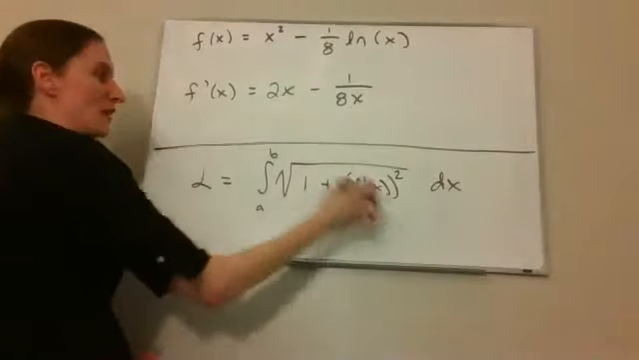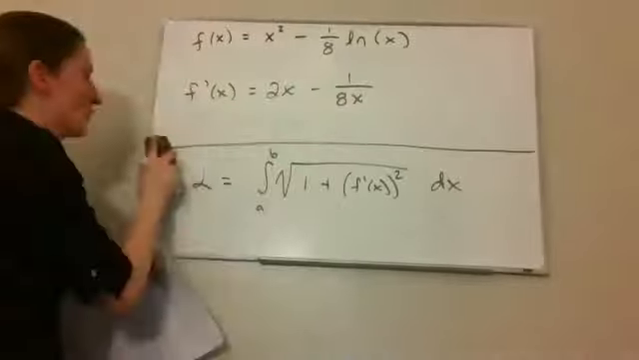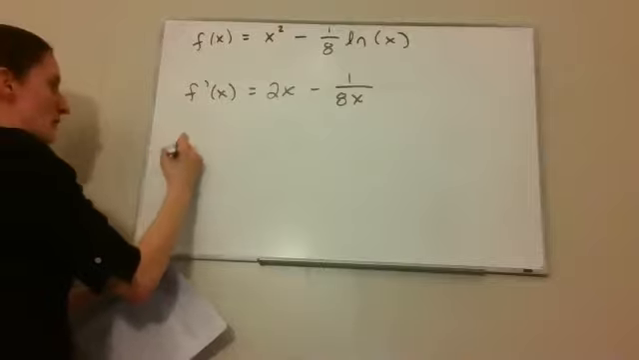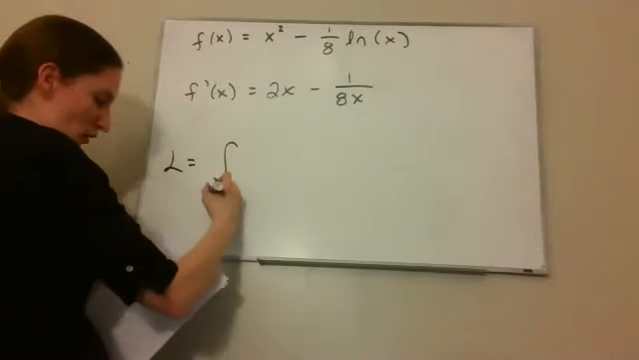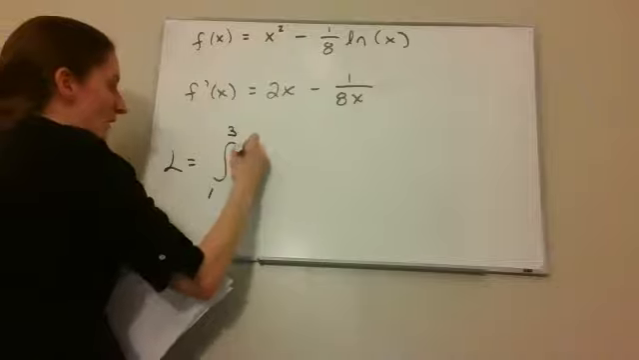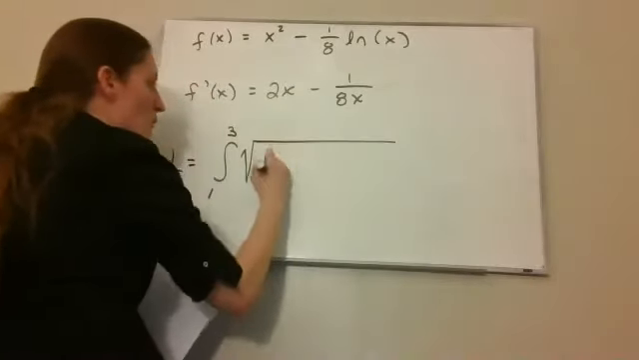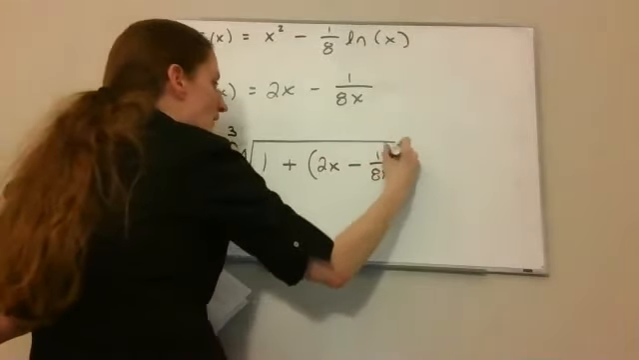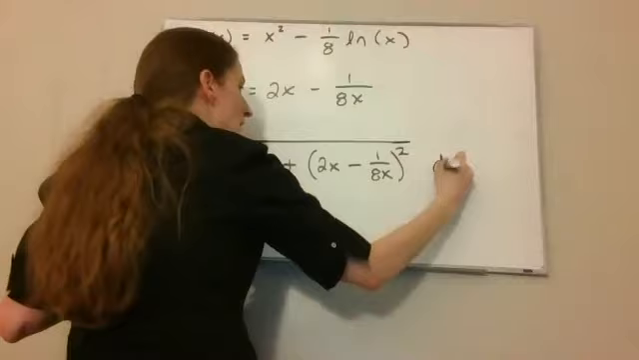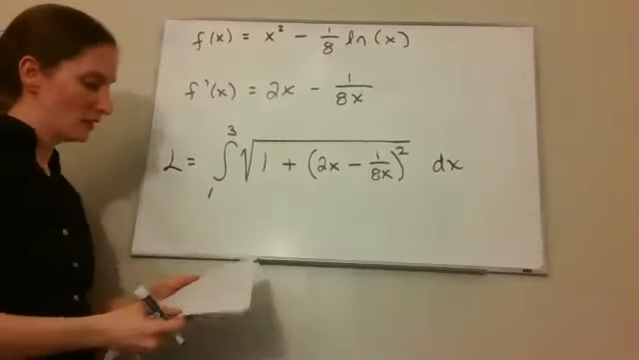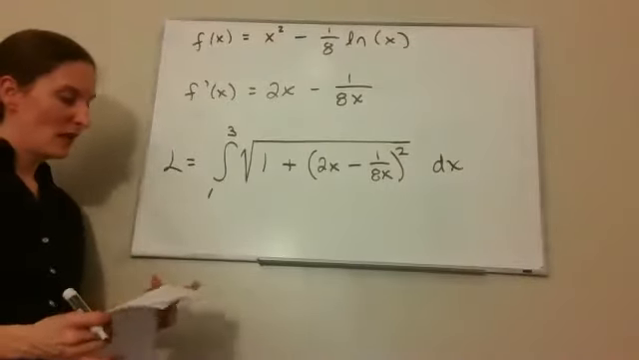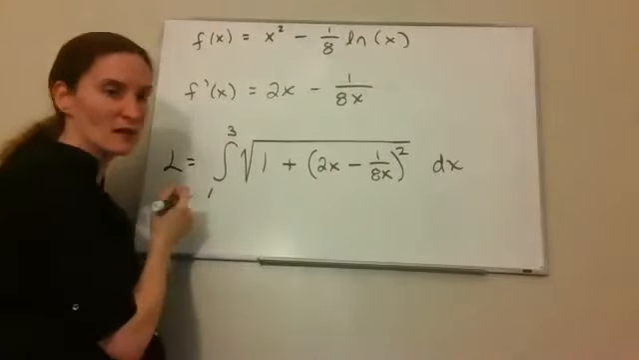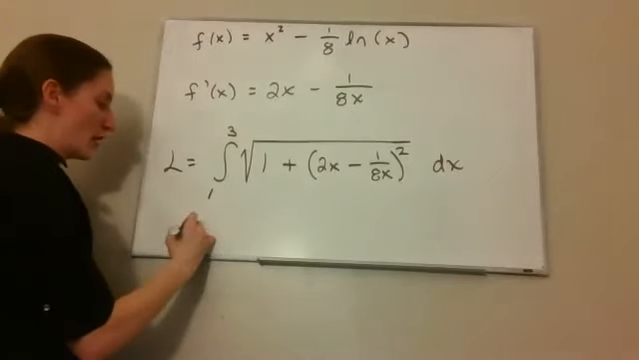So this guy gets to be plugged in to this arc length formula. My length is the integral from 1 to 3 of the square root of 1 plus (2x minus 1/(8x)) squared dx. This one's a little bit different than what we had before. And what I would do first is go ahead and distribute all of this. Take care of that squaring. Make sure you distribute it completely.